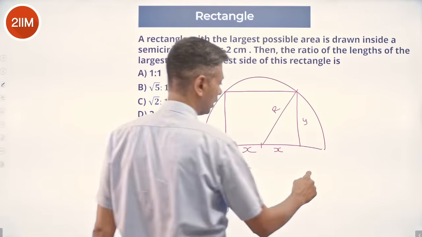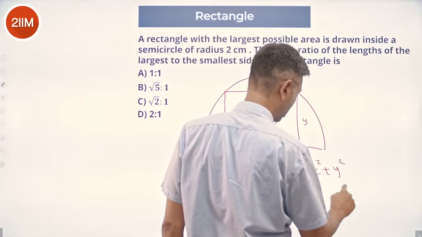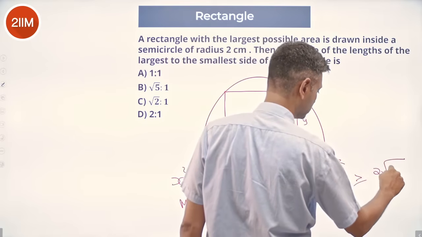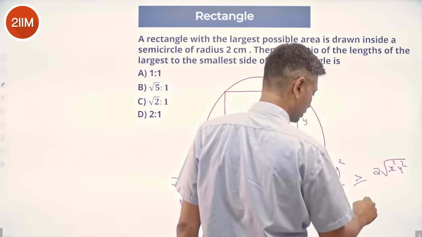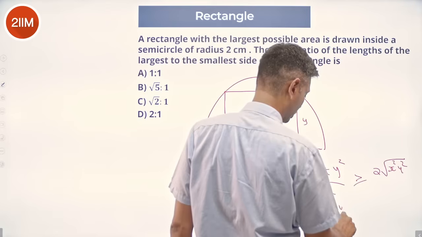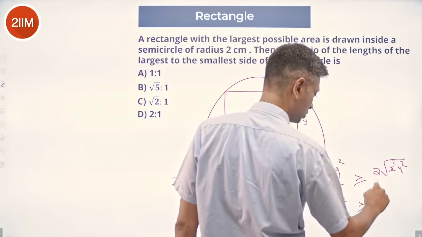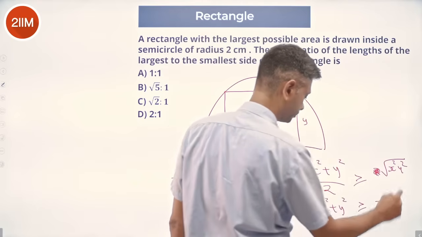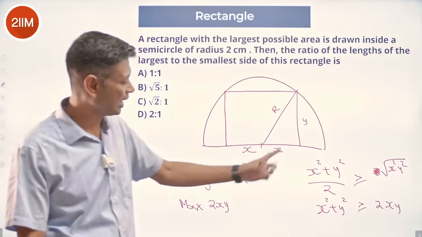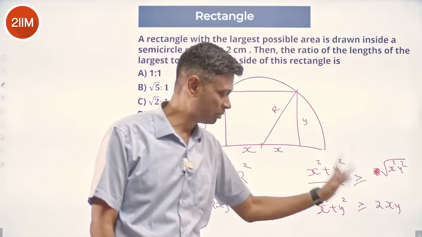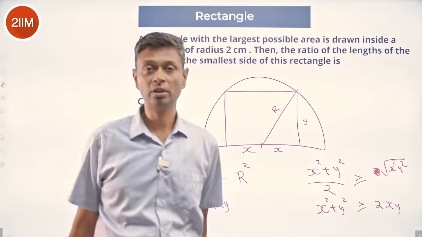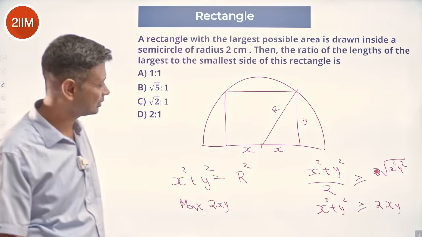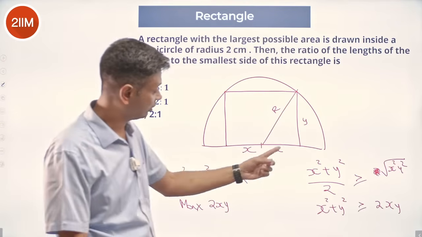And so we know that (x square plus y square) by 2 is greater than or equal to root of x square y square, or x square plus y square is greater than or equal to 2xy. That is, x minus y whole square is greater than or equal to 0. Arithmetic mean is greater than or equal to geometric mean. We simplify, we get that. And they're equal, that's when the maximum xy happens, when x is equal to y. This whole roundabout mechanism tells us that area will be maximum when x is equal to y.